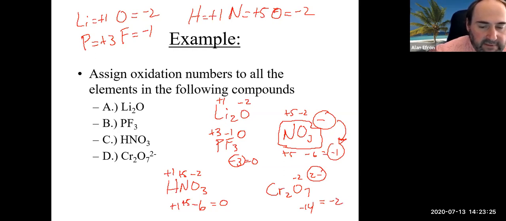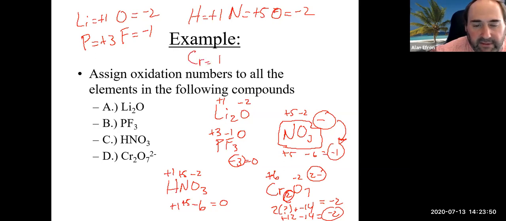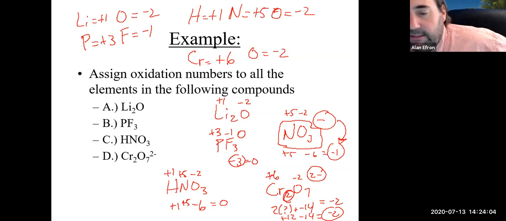This is a little different since we don't have one chromium here. We do have 2 of them. So it's like 2 times what, equals -2. And hopefully you'll be able to figure it out. It is +6. +6 times 2 is 12. +12 and -14 gives you -2 overall. So in that last one, our chromium is +6, not 12 in this case, but oxygen is -2 in that particular case. Any questions on how to assign oxidation numbers, oxidation states?